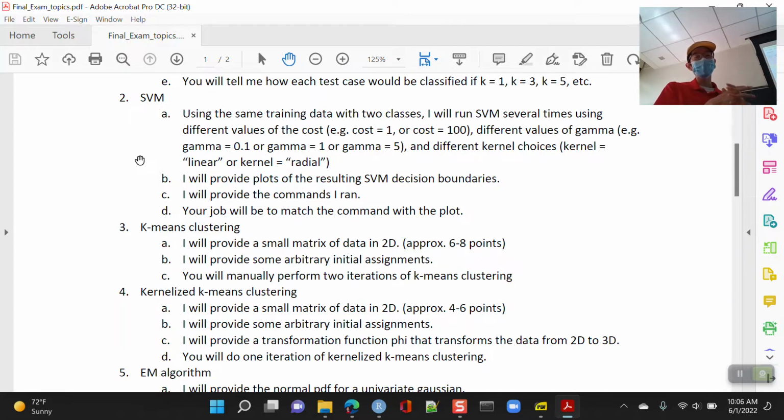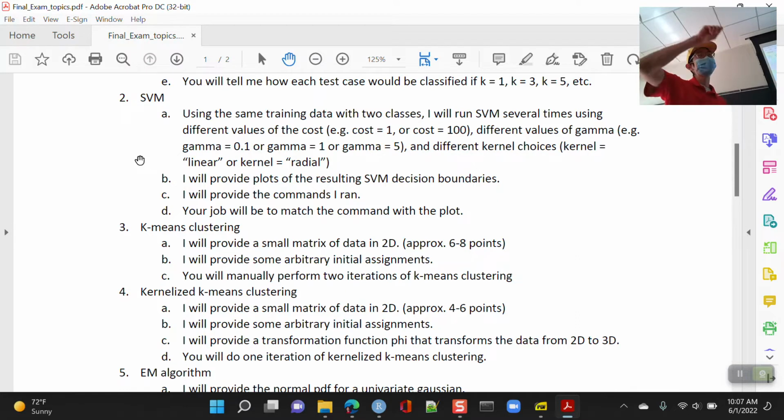And then we'll have linear versus radial kernels, okay? Radial being the Gaussian kernel, where it can be all squiggly, and linear obviously has to be a straight line type of business. And basically, I'll provide the plots that get output, and I'll also provide the lines that I ran, okay?